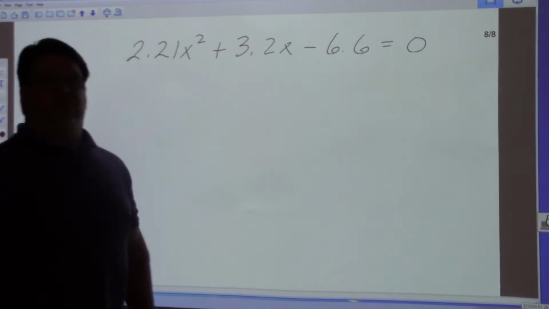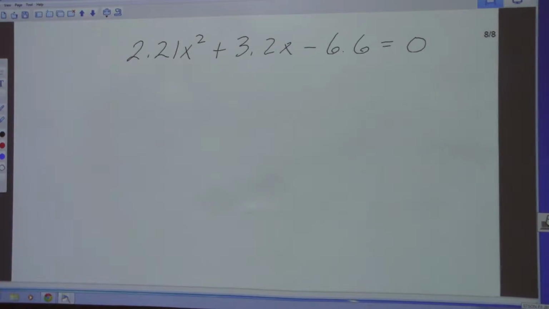That's when you use the quadratic formula. And when do you see those? Very rare.